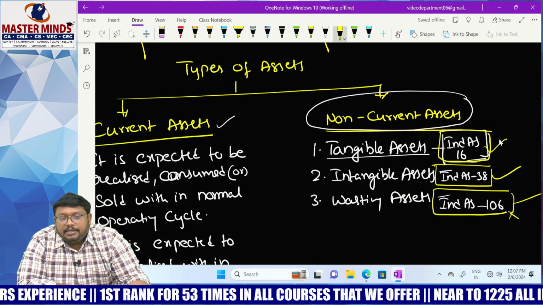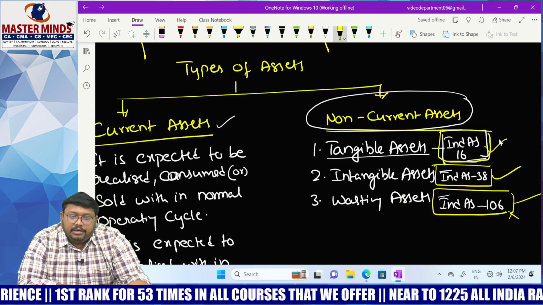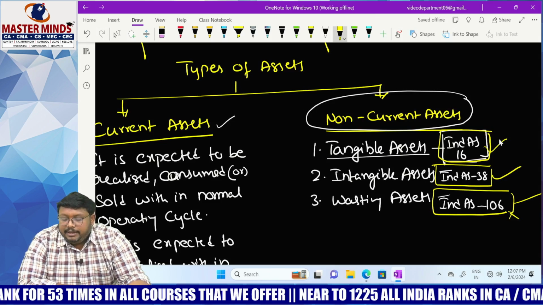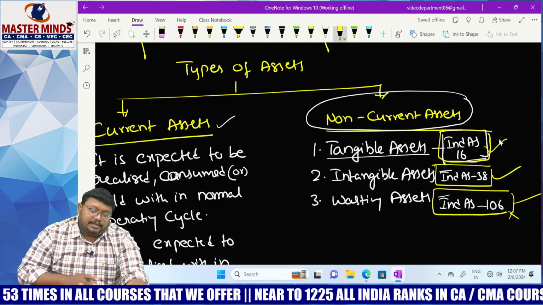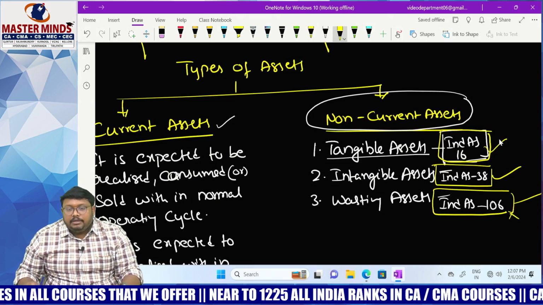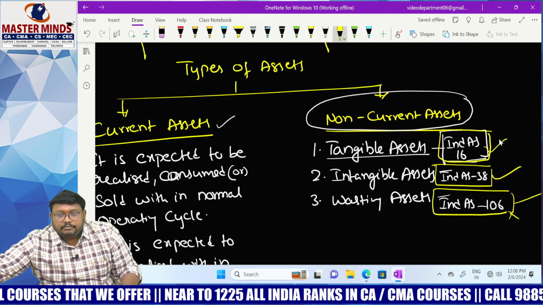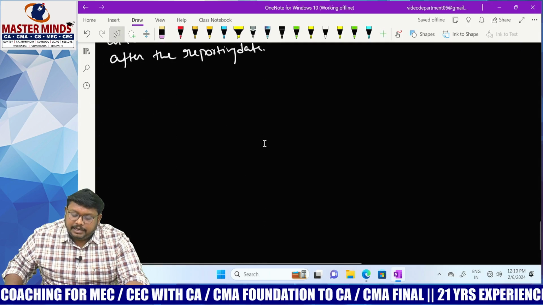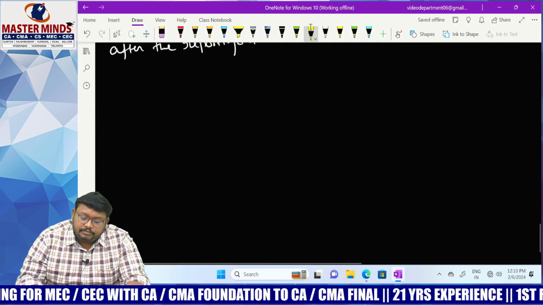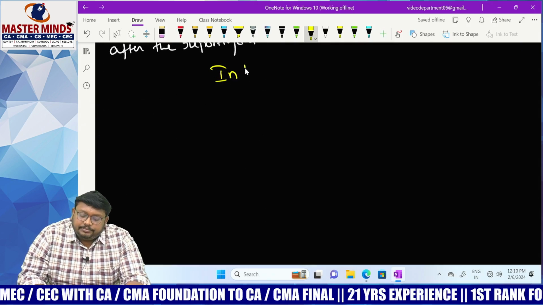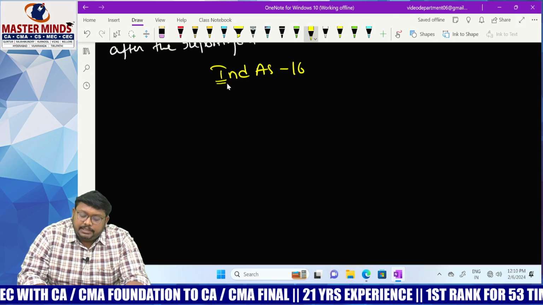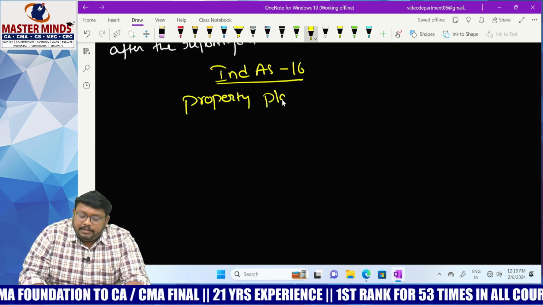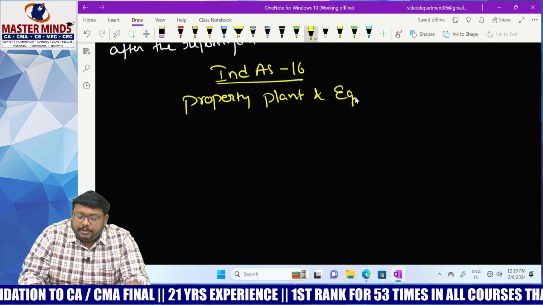Ind AS 16, what assets will come other than current assets? That will be non-current assets, so that will be discussed here. Simply, Ind AS 16 deals with tangible fixed assets. Clear? So now we'll discuss Ind AS 16, which deals with property, plant and equipment.